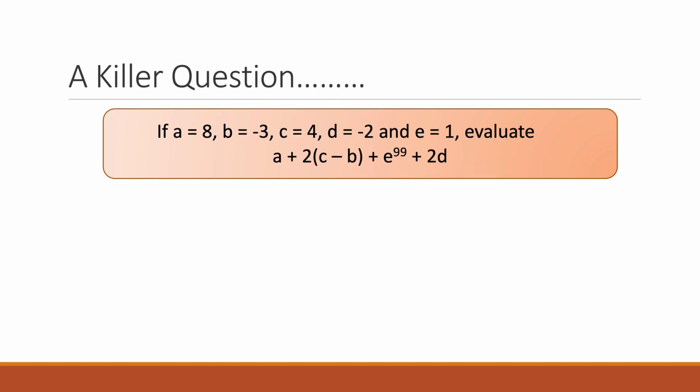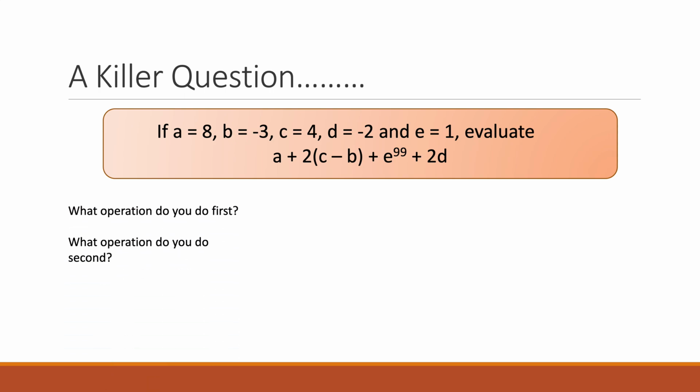Here you go. If A is equal to 8, B is -3, C is 4, D is -2, and E is 1. Evaluate. Remember, that means tell me the value of A plus 2(C minus B) plus E to the 99th power plus 2D. You work on that on your own. And now I'm just going to pause a couple of seconds here, and then I'll show you the correct answer. But of course, you got to get it all done on your own and then restart the video.